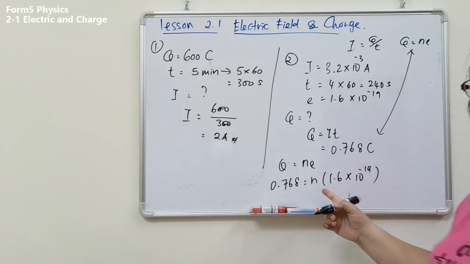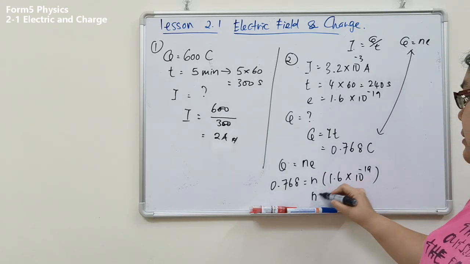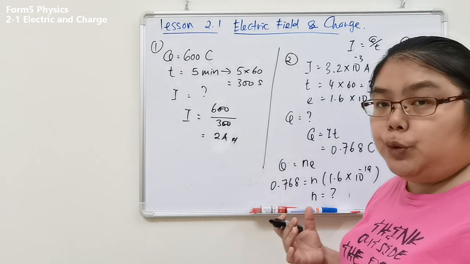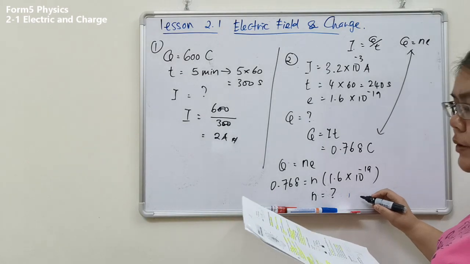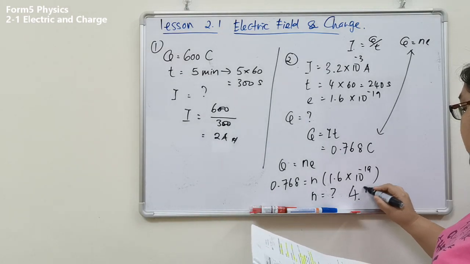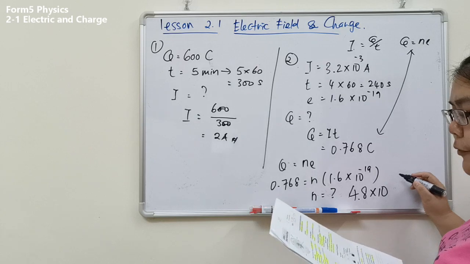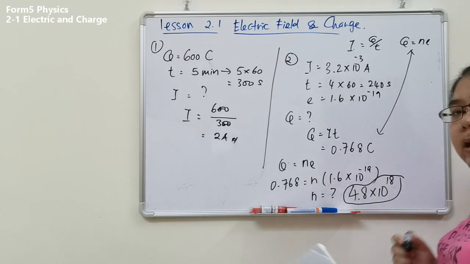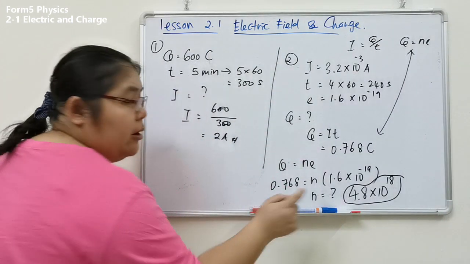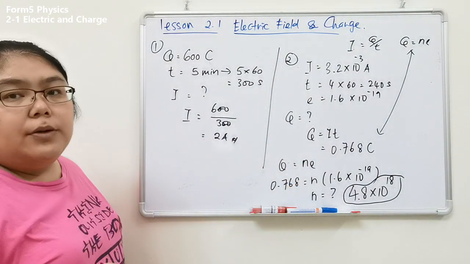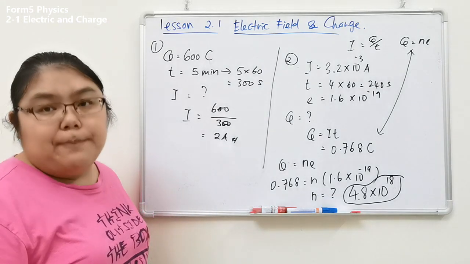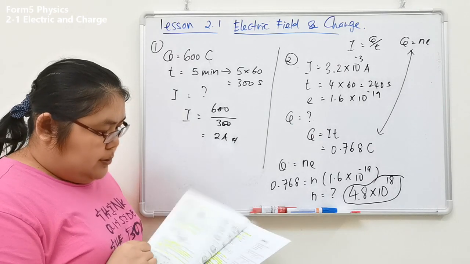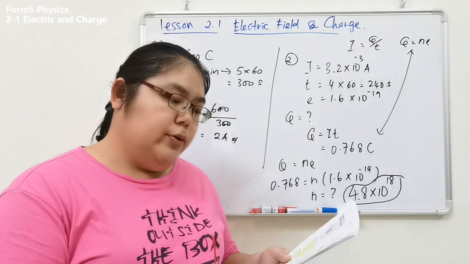So from here you need to find out what N is. N is a number, with no unit. I get the answer 4.8 times 10 power of 18. This is the number of electrons. So these are the two answers for the two example questions. Please refer to that.